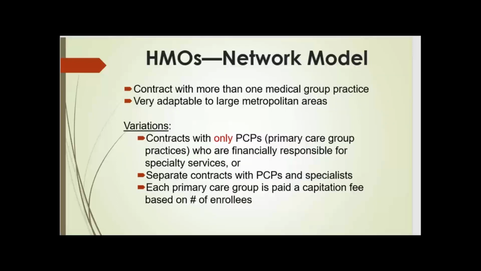The next model is the network model. Under the network model, the HMO contracts with more than one medical group practice. A common arrangement is to have contracts only with group practices of primary care physicians. Enrollees generally have the choice to select physicians from any of these groups.